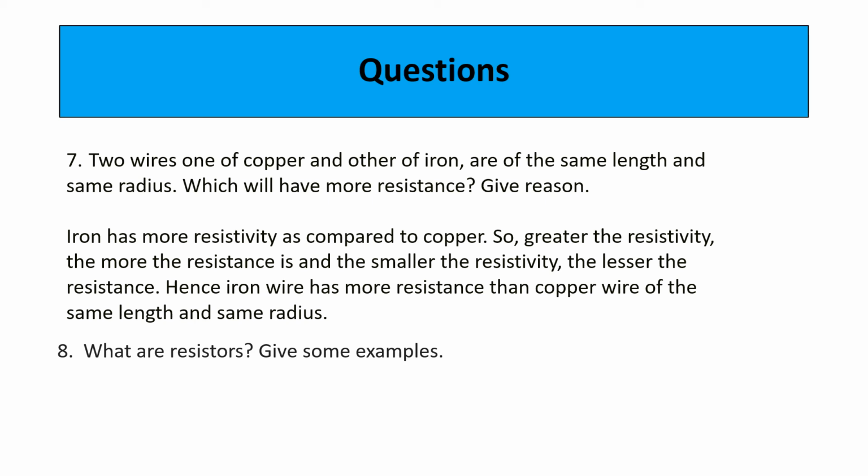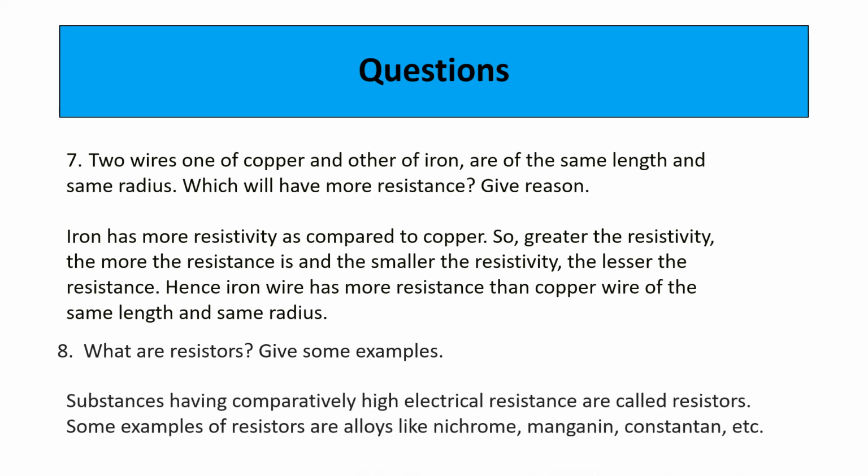Next question, question number 8. What are resistors? Give some examples. Substances having comparatively high electrical resistance are called resistors. For resistors, you should choose substances which have high electrical resistance. Some examples for resistors are alloys like nichrome, manganin, constantan, etc.